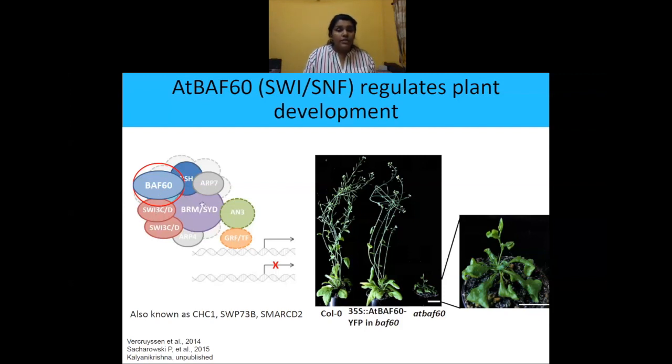So SWI/SNF complexes are basically ATP dependent complexes. So it has ATPases, for example, Brahma and SYD, and they are essential for plant development. For example, the ATBOB60 knockdown is a T-DNA line, and it has been shown that it is essential for the proper development of the plant. Otherwise, the plant is severely affected with dwarf phenotype, late development, twisted leaves, and so on. And this can be complemented by introducing a 35S ATBOB60 YFP construct. The plants were rescued.